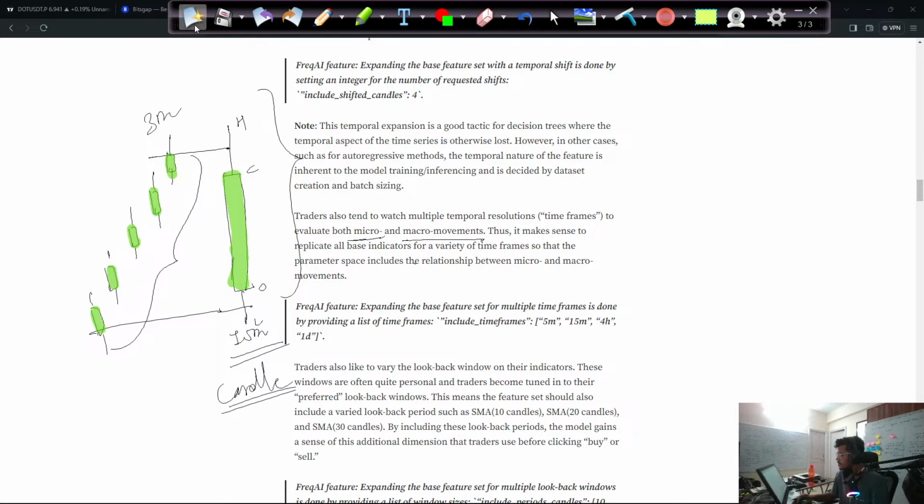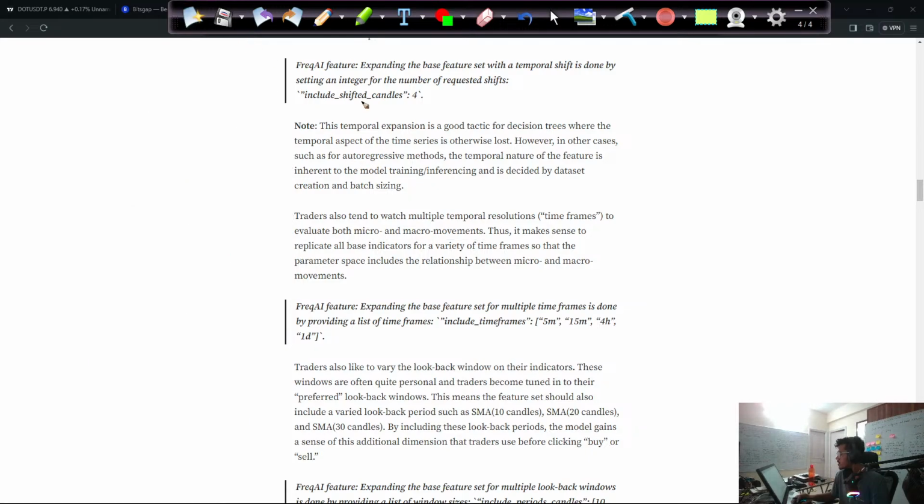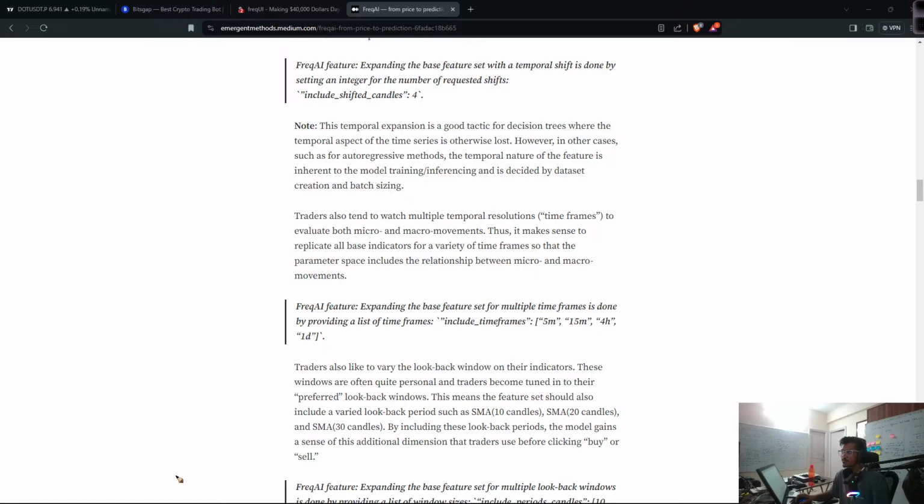Okay, let's move on. FreqAI feature, let's note something. Expanding the base feature set for multiple time frames is done by providing a list of time frames, including time frames like 5 minutes, 15 minutes, 4 hour, 1 day. How we can verify this, I actually like to do it live. So I'm going to show you what they mean by that.